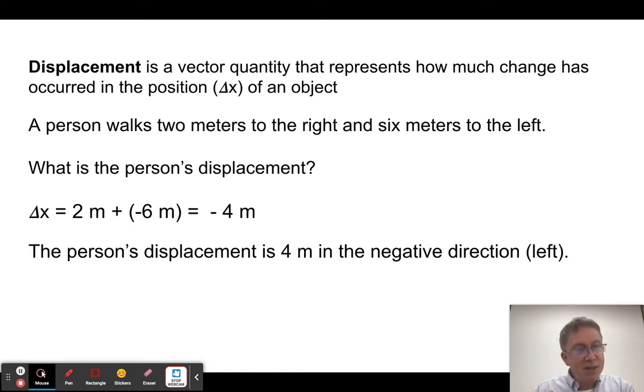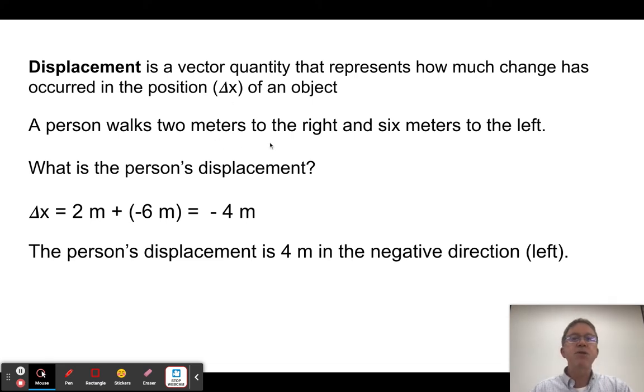But displacement is a similar measurement, but it's a vector measurement. So displacement is how much the position of the object has changed. Now, that's a little bit different. We designate this with delta x. Now, delta is a symbol we use quite a bit in physics. It just means change in. It means final minus initial. And so the change in the position of an object, the delta x, or displacement of the object, well, let's look at that. That's a vector quantity.